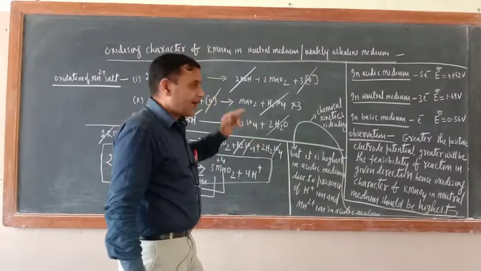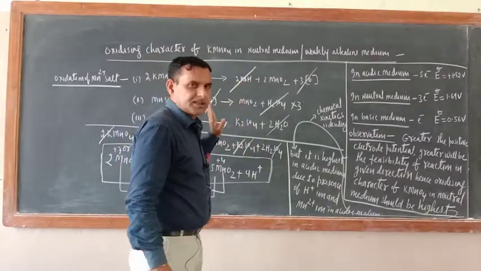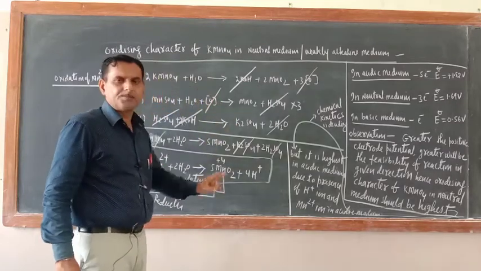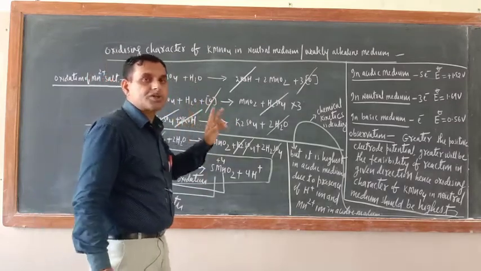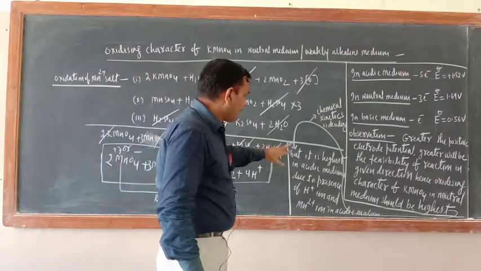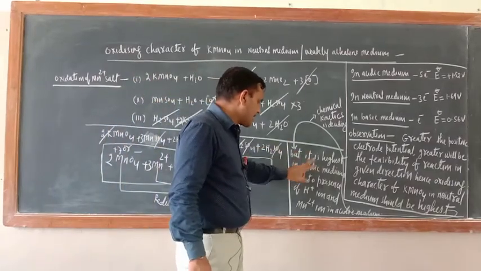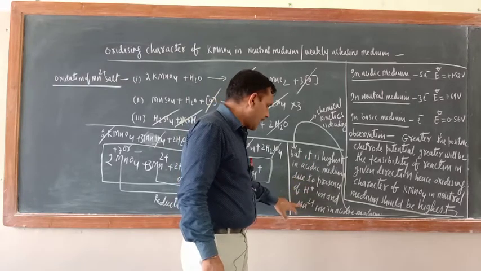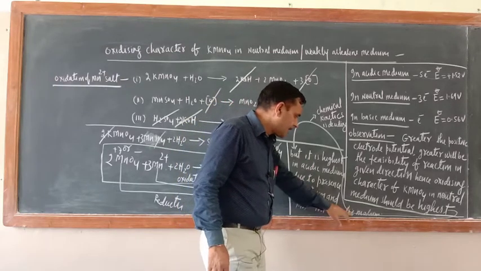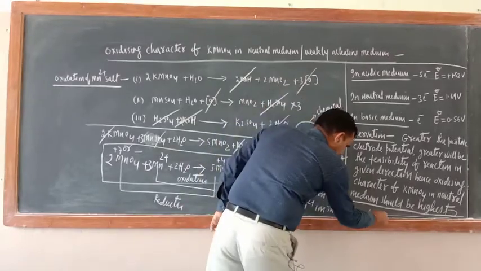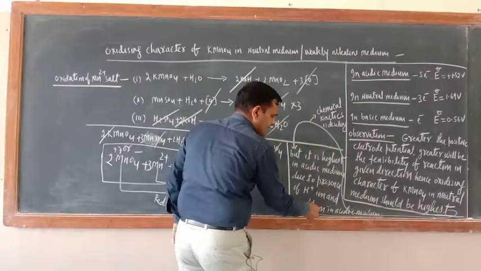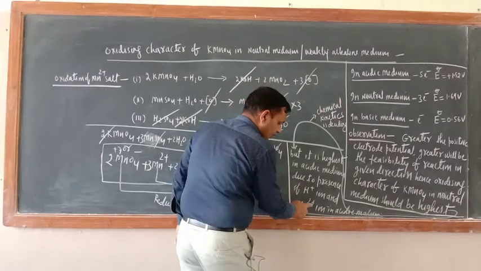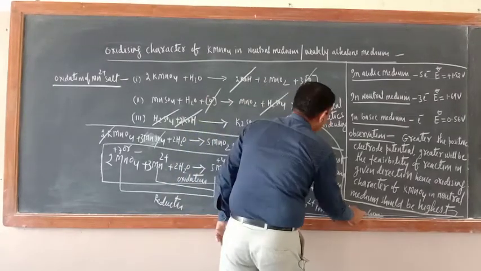Just see the reactions. In acidic medium, near about 8 H positive is present, and it is highest in acidic medium due to the presence of H positive ion and Mn2 positive ion. This is the Mn2 positive ion in acidic medium. Clarity may not be there, but I am just telling. I wrote here Mn2 positive ion in acidic medium.